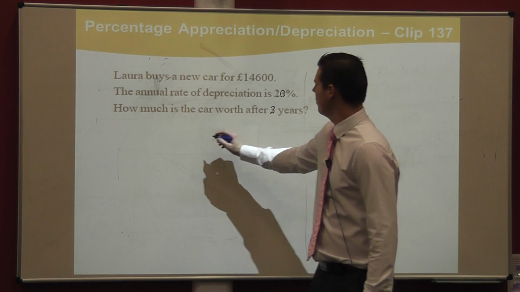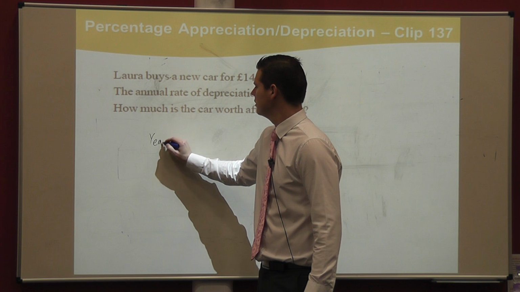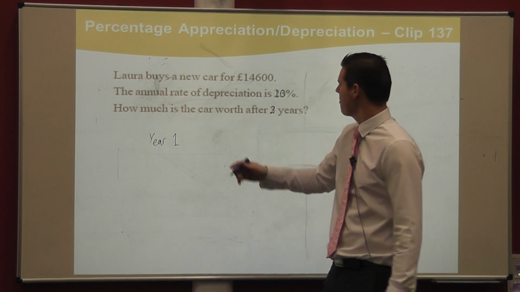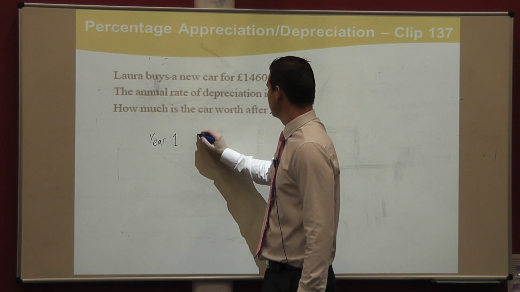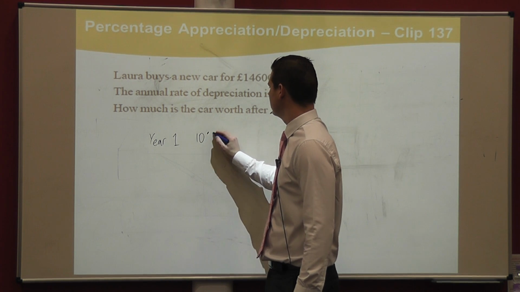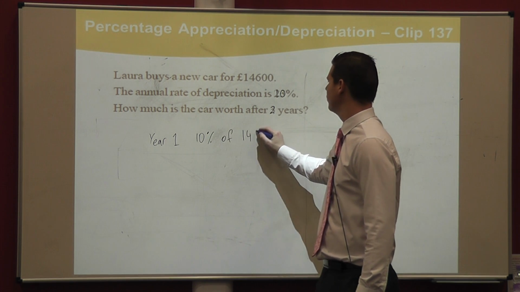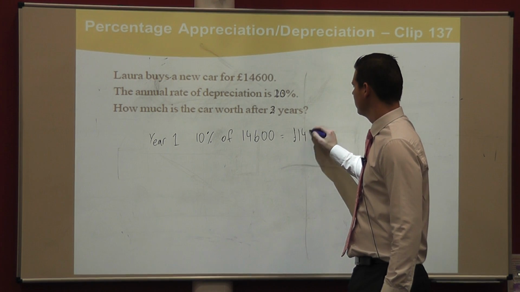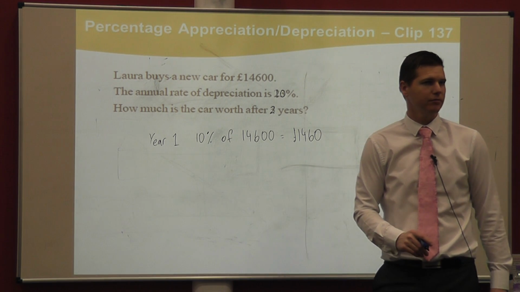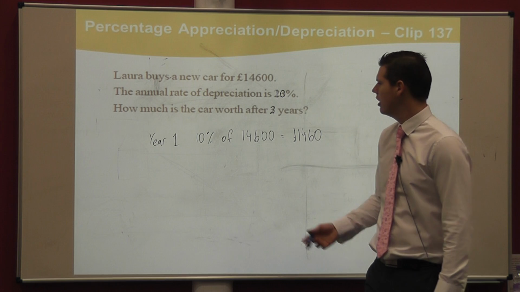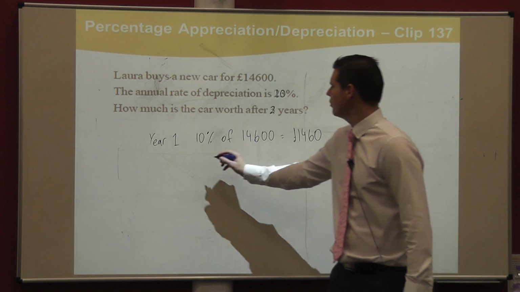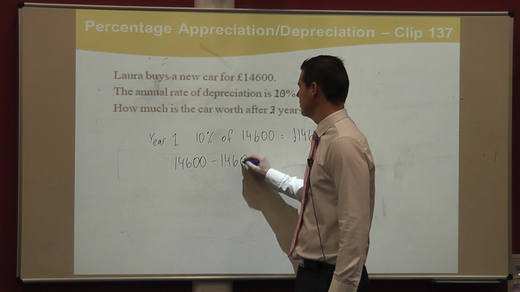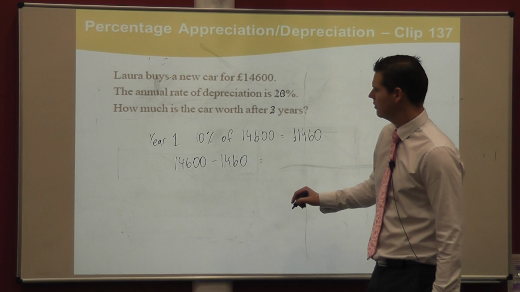So when we have a look here, what we end up with is Year 1. It's depreciation, so is it going up or down? Down. So Year 1, what I want to do is 10% of 14,600, which is 1,460. Everyone agree? Yeah? And because it's depreciation, I need to take that away. So I started off with 14,600, and I take away 10%, which leaves me, oh, that's awesome.